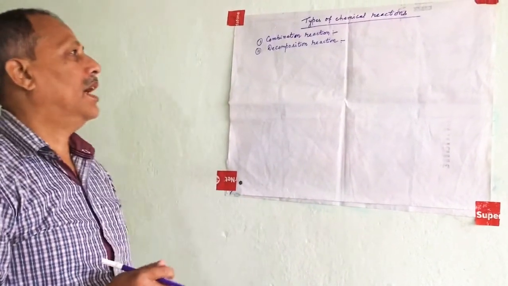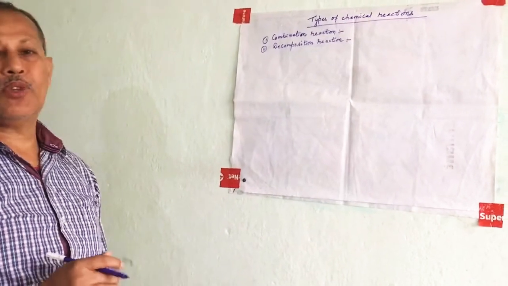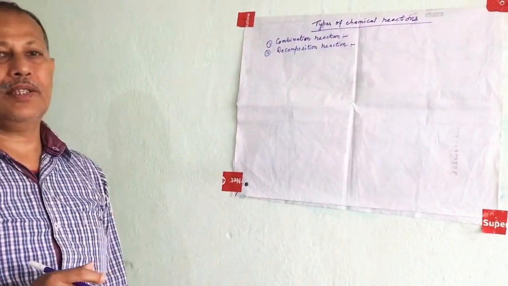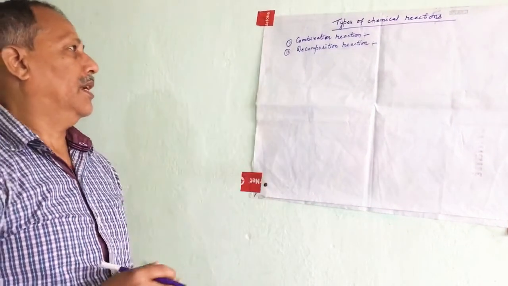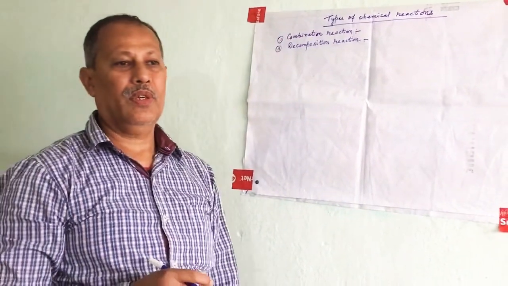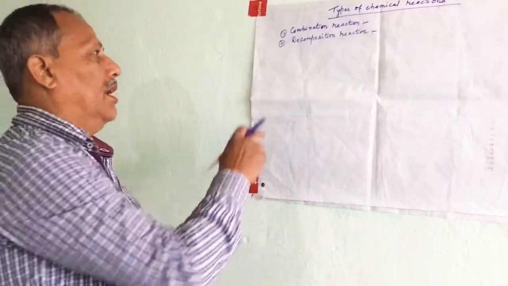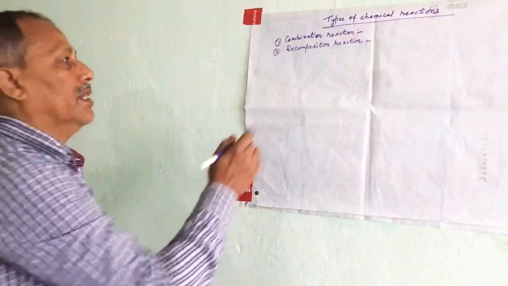Today I am going to discuss the types of chemical reactions. In previous classes or previous videos, you must have observed the combination reaction, which was already discussed. Now, the second type of chemical reaction is the decomposition reaction.